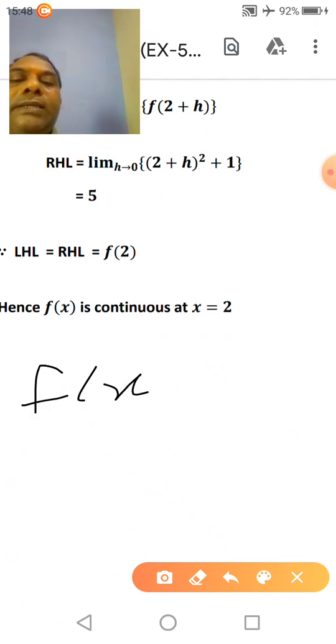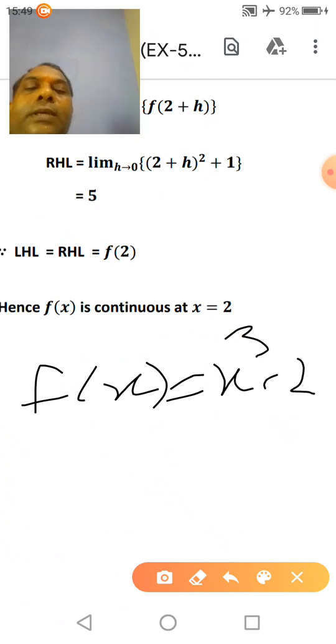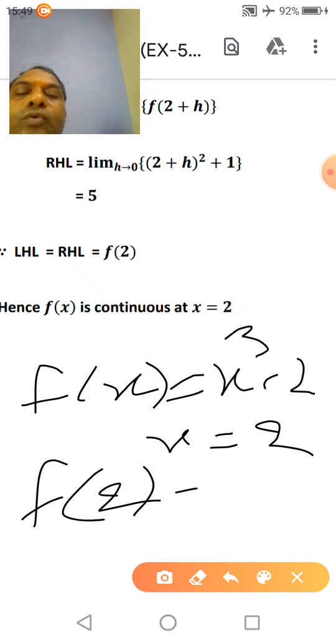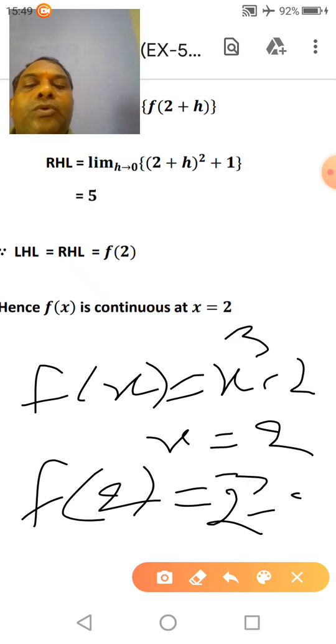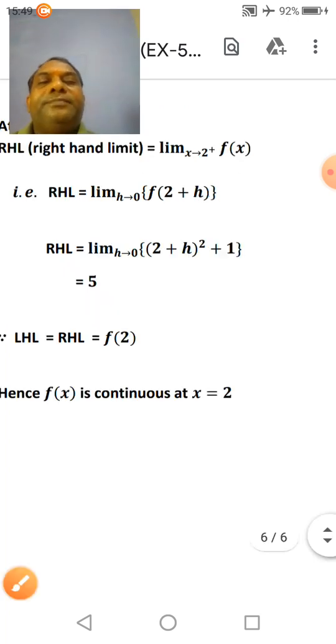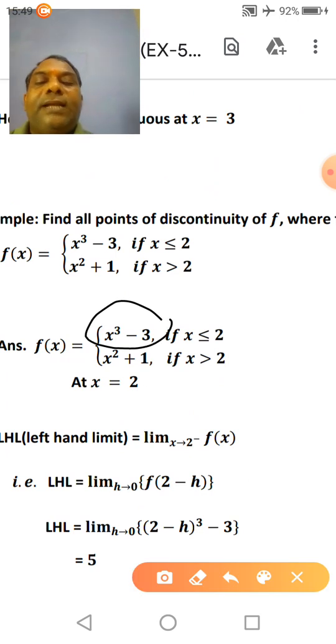Check again. When x = 2, then the function is x^3 - 3. Clear?